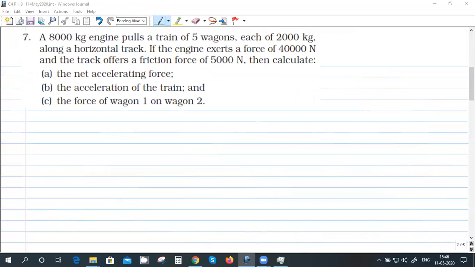First, draw a figure so that you'll understand the problem better. First step is paraphrasing.